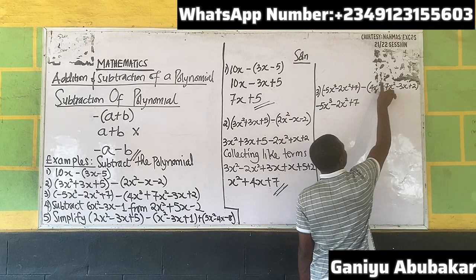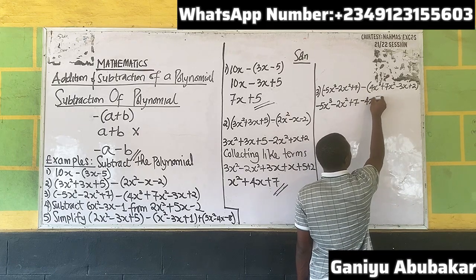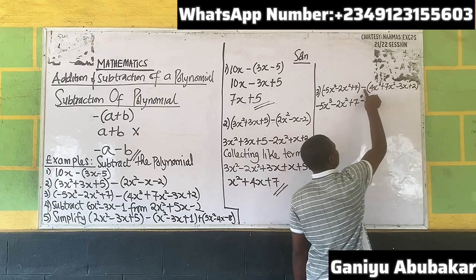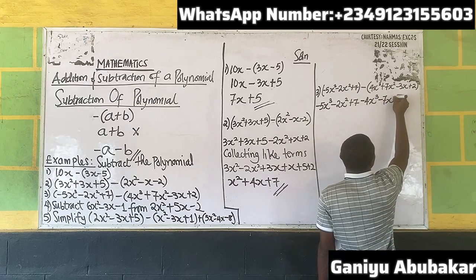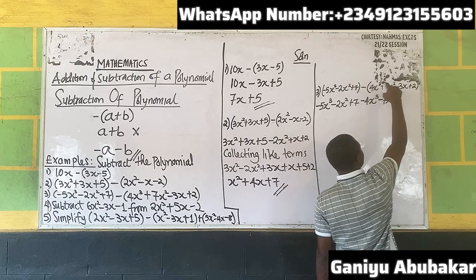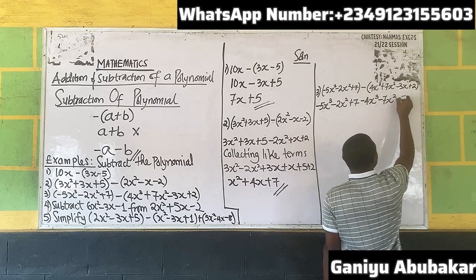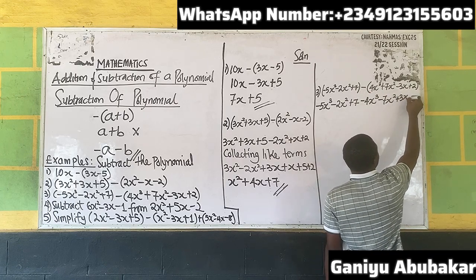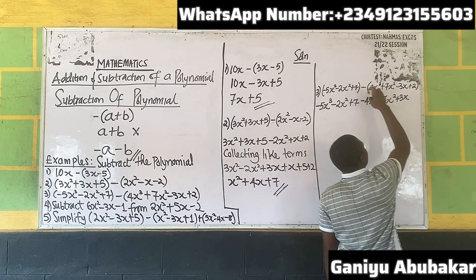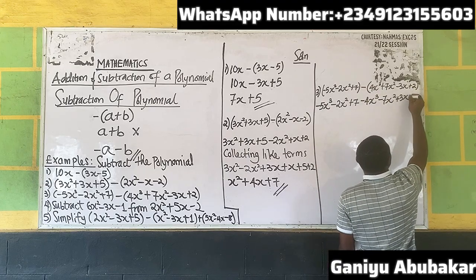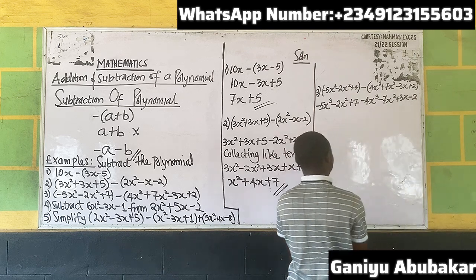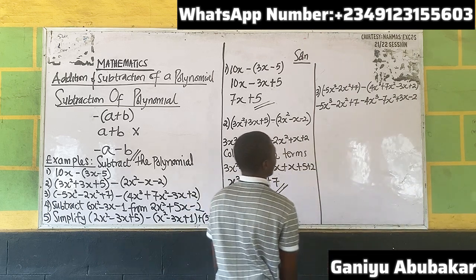Negative times 4x cubed, that gives you negative 4x cubed. Negative times positive 7x squared, that gives you negative 7x squared. Negative times negative 3x, that gives you positive 3x. Minus times plus 2 gives you minus 2. Alright. My next task here, obviously, is like terms.